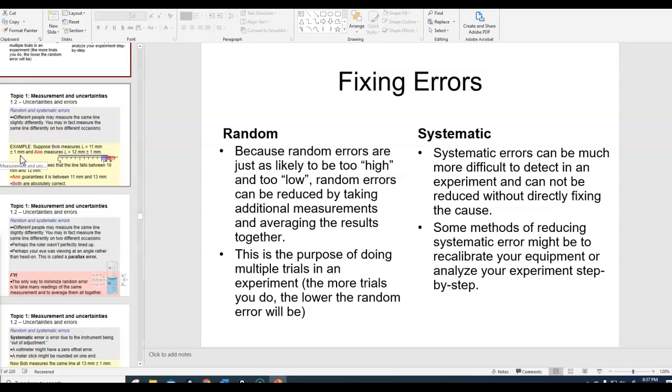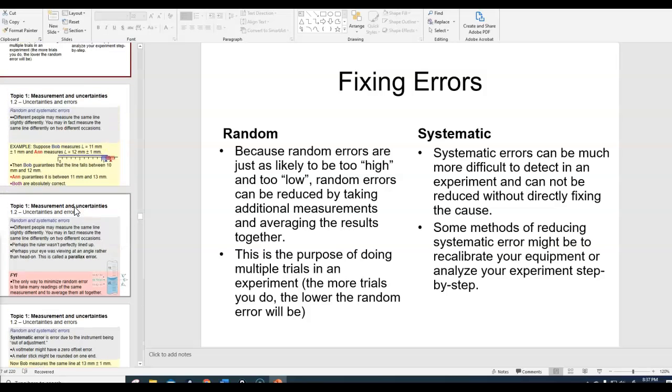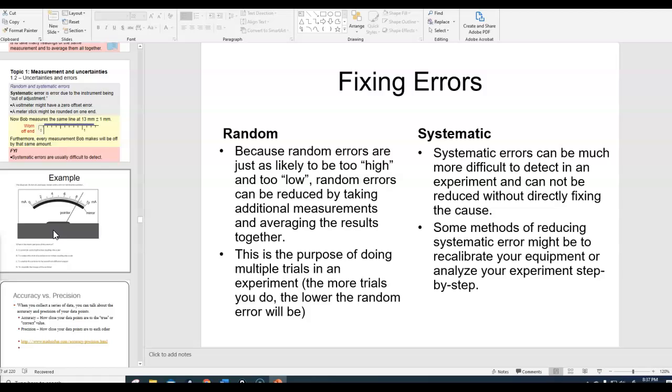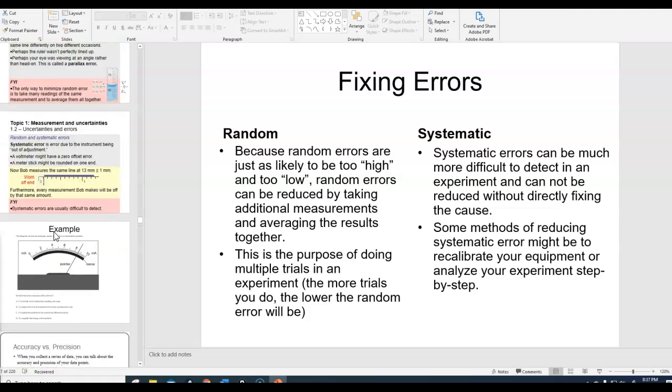So that is about random and systematic errors. In the next video, we will talk a little bit about accuracy and precision, and then we will start talking about types of uncertainty.